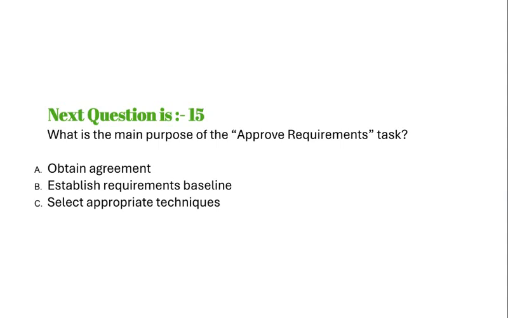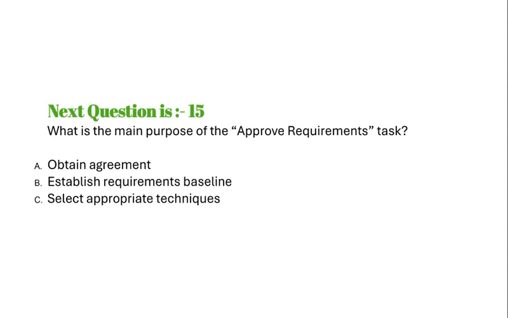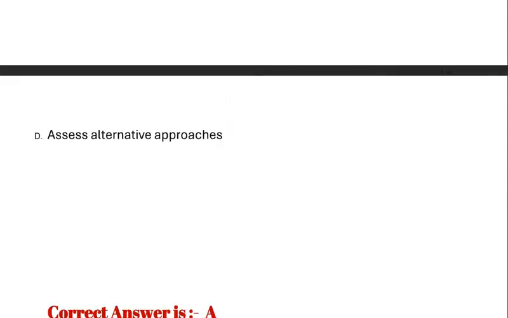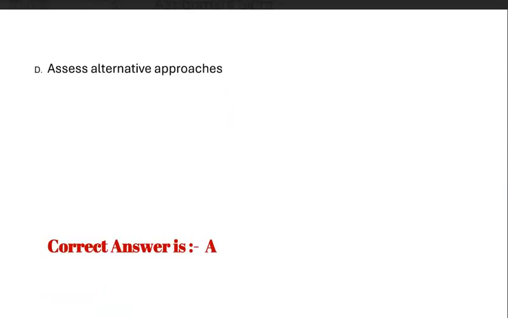Question is, what is the main purpose of the Approve Requirements task? Option A. Obtain agreement. Option B. Establish requirements baseline. Option C. Select appropriate techniques. Option D. Assess alternative approaches. Correct answer is option A.